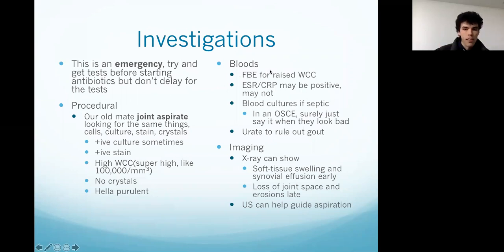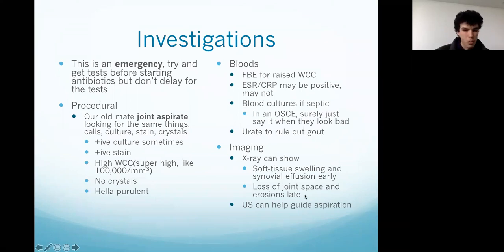On the blood, FBC, ESR, CRP should make sense. You should definitely get blood cultures, even if you think they have gout, because you're probably going to be doing bloods on that patient anyway and you'd love to rule that out. And in that same vein, you can use urate to rule out gout, but as we've talked about, it's not the best test in the moment when they have an acute attack.